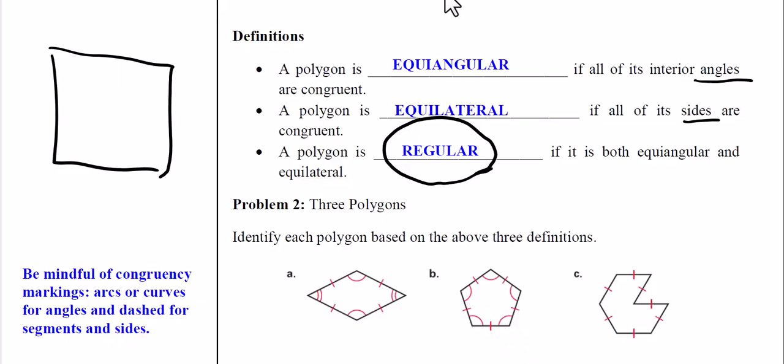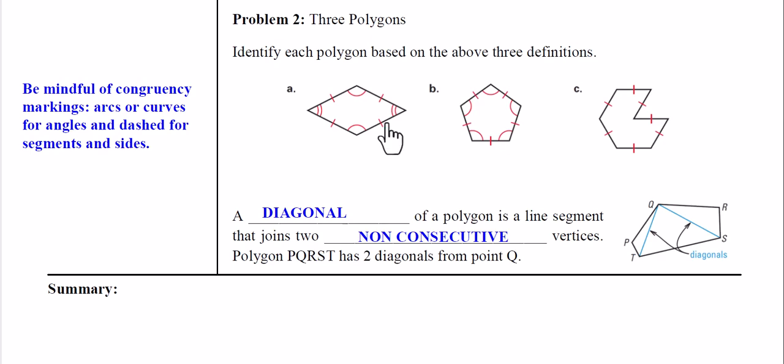You might want to consider a square, for example. We know that in a square, all the angles are right angles, and we also know that all the sides are congruent. So a square is a classic example of a regular polygon that's four-sided. So let's look at A, B, and C and identify these as either equilateral, equiangular, or regular.